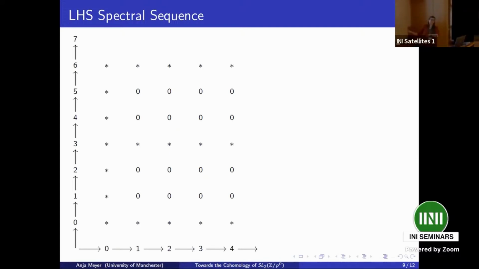In order to keep things simple and not to overload the slide, I have not written down any of the generators. This is the E2 page of the Lyndon-Hochschild-Serre spectral sequence associated to the Sylow group extension at the prime p equal to 3. And the bottom row, with the bottom row stars, obviously, we have the cohomology of C3, which is just exterior, symmetric, exterior, symmetric, double symmetric, and so on.